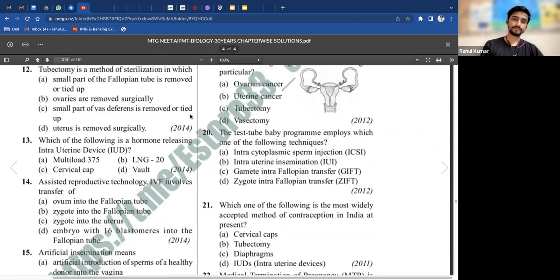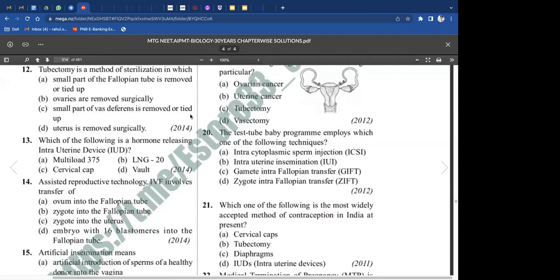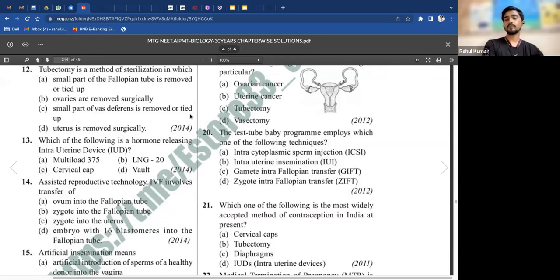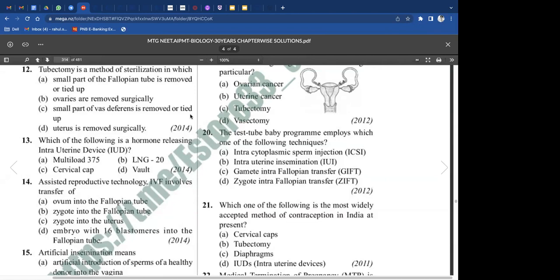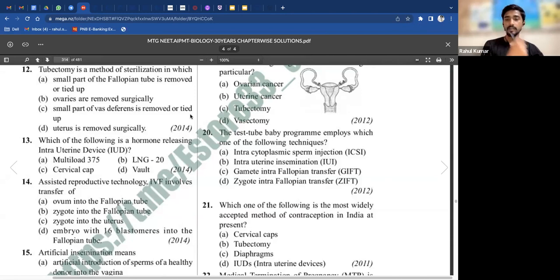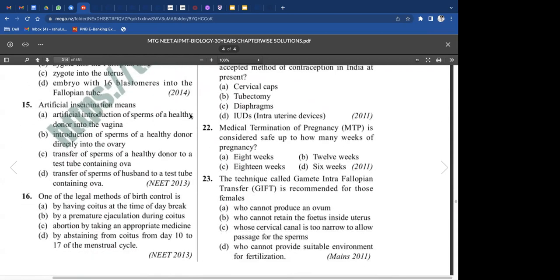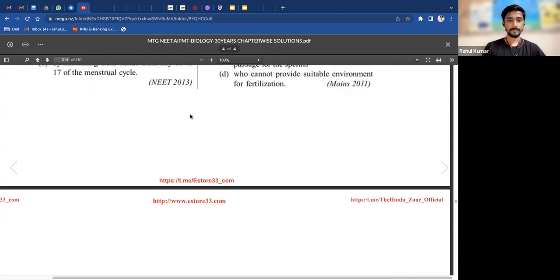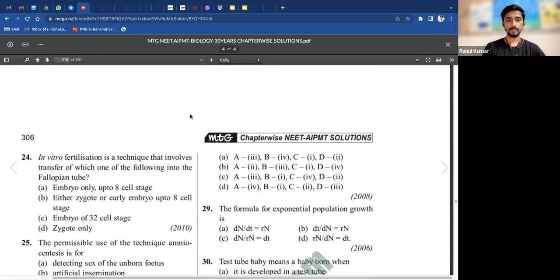Read question number 20. The rescue baby program employs which one of the following techniques? Intracytoplasmic sperm injection, intrauterine insemination, gamete intrafallopian transfer, zygote intrafallopian transfer. Sir, option number D. Yes. So you have to think test tube baby. They are just using the word test tube baby, but you have to understand test tube baby is IVF. After IVF, we have to transfer either the zygote or the embryo. Embryo is not an option, zygote intrafallopian transfer is. So that will be the right answer. Very good. You're getting fast and you're getting correct.